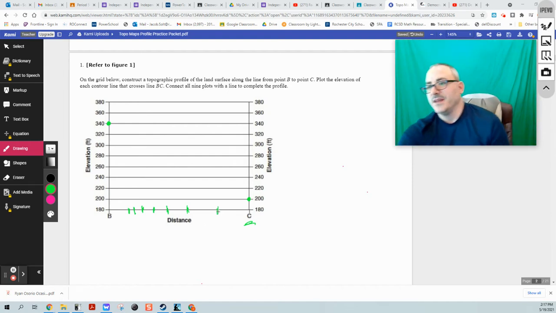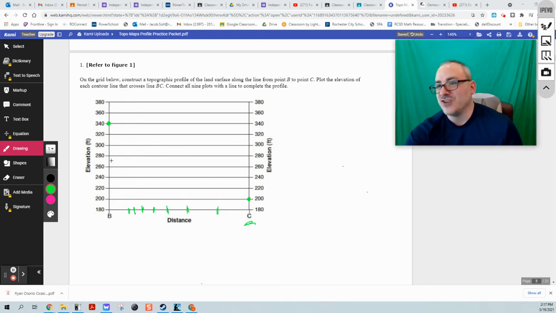Woof! Wasn't that tough? Now that I have my markings where they are, I know I'm dropping, right? My first marking is going to be stay at 340. And then from there, I'm just going down by 20 feet each time, right? So right there, I'm going down that much. There, I'm going down another 20 feet. There, I'm going down another 20 feet. There, another 20, another 20, another 20, and then there.